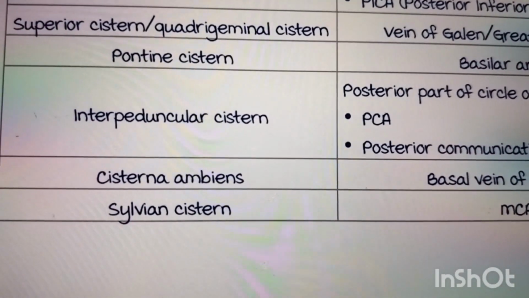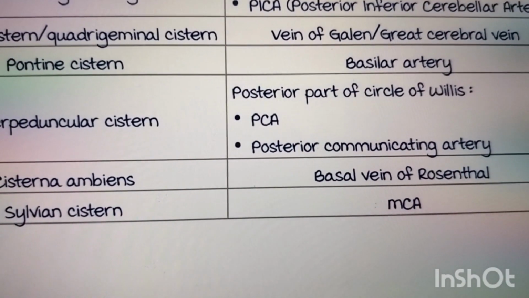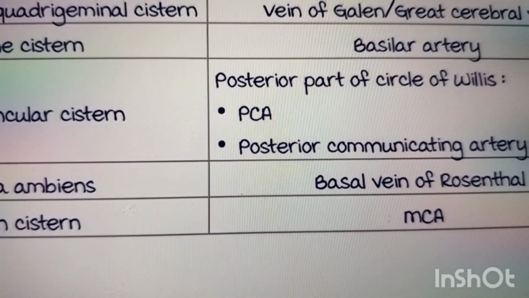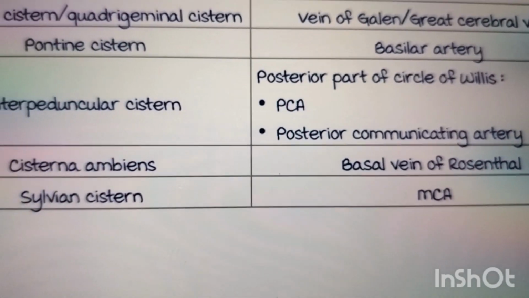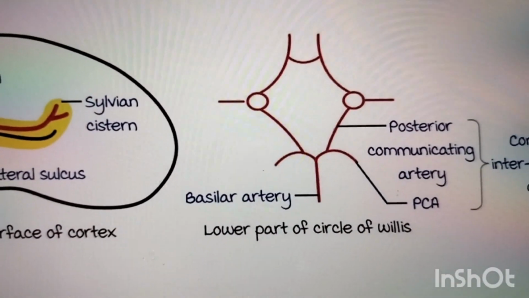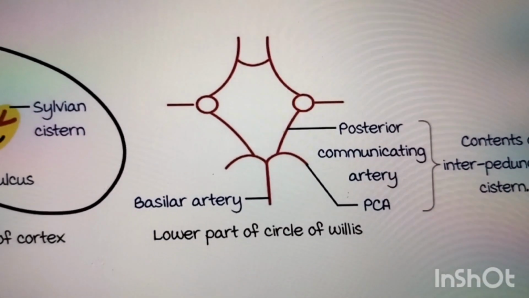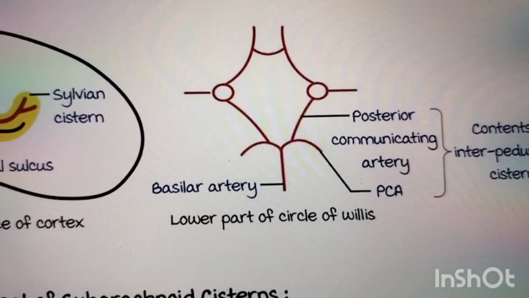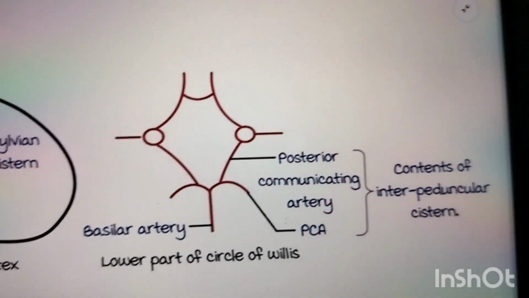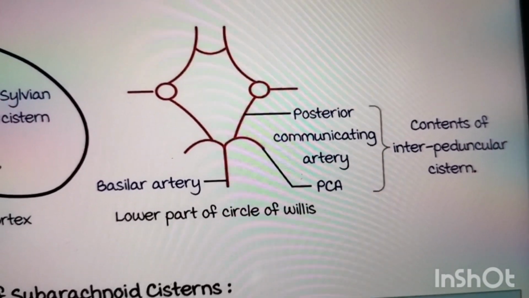posterior part of the circle of Willis. The interpeduncular cistern content is the posterior part of the circle of Willis, that is the posterior cerebral artery or posterior communicating artery. So see this part. We have the basilar artery dividing into the posterior cerebral artery and posterior communicating artery, the content of the interpeduncular cistern.